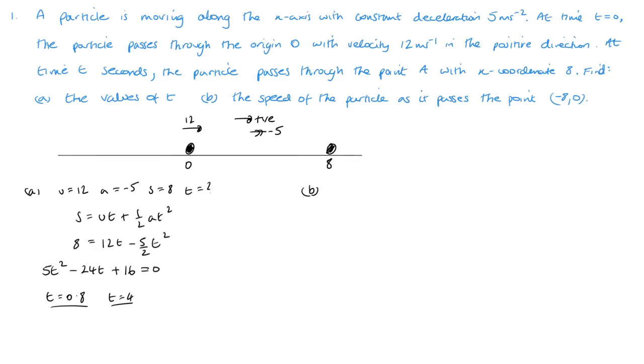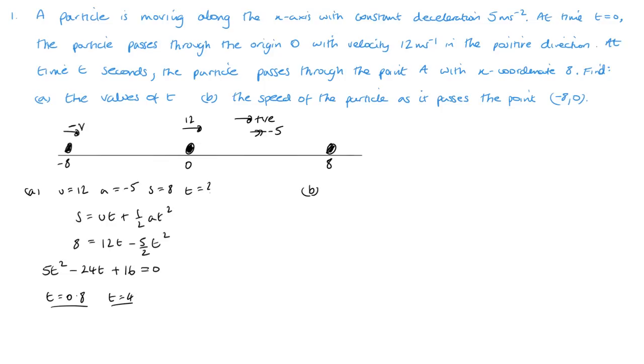Anyway, let's move on to part B. So the speed of the particle as it passes through the point, minus 8. So that means that it carries on up this way, and then it goes down and it carries on down that way, all the way down to a point here of minus 8. And we want to find v. v will be going in that direction, but we can still take the positive to the right. So, if I'm going to take the positive to the right, that would be a minus v.